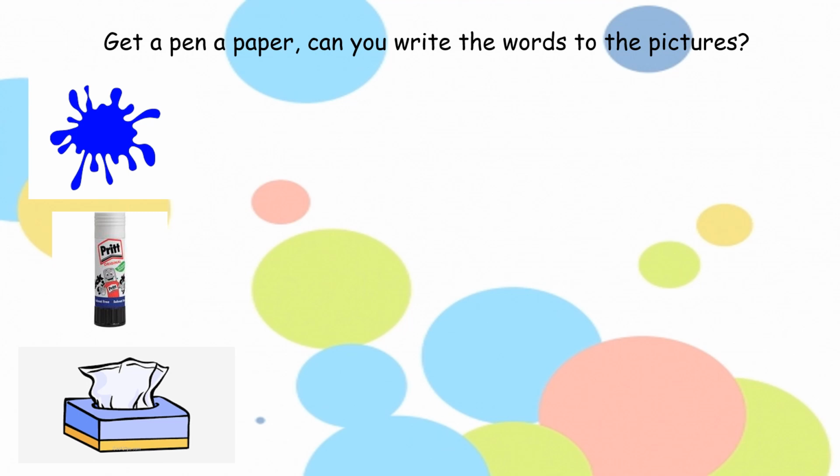So your first word is going to be blue. Your second word is going to be glue. And your last word is going to be tissue. Pause the video here and write those words, please.